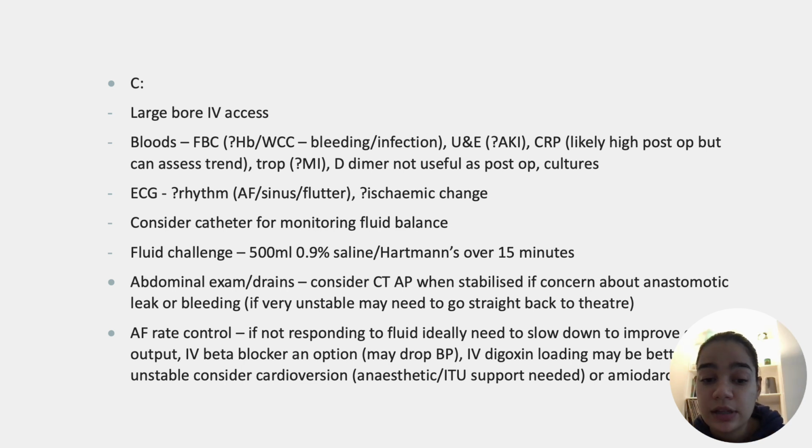So if the patient's heart rate is running very high and they're not responding to fluids, you want to slow down their heart rate to improve their cardiac output. A beta blocker could be an option, but that would drop their blood pressure further. So in these patients, digoxin may be better. If the patient is unstable, you want to consider cardioversion with anaesthetic or ITU support.